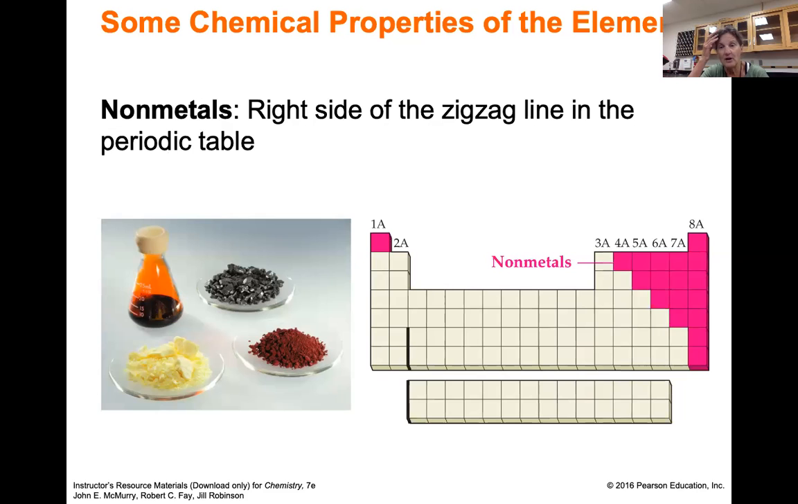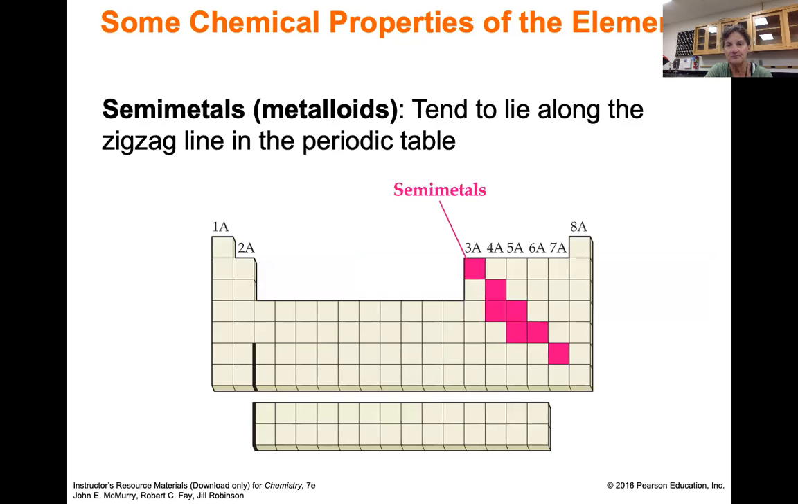Everything in the upper right-hand corner is called a non-metal. And you see some pictures here of some of their properties. They're often colored. They can be gases, they can be solids, they can be liquids at room temperature. And then on the line that separates the non-metals in the upper right and the metals on the left, we have what are called semi-metals, things that act sort of like metals and sort of like non-metals. So we'll learn about some of their properties too.